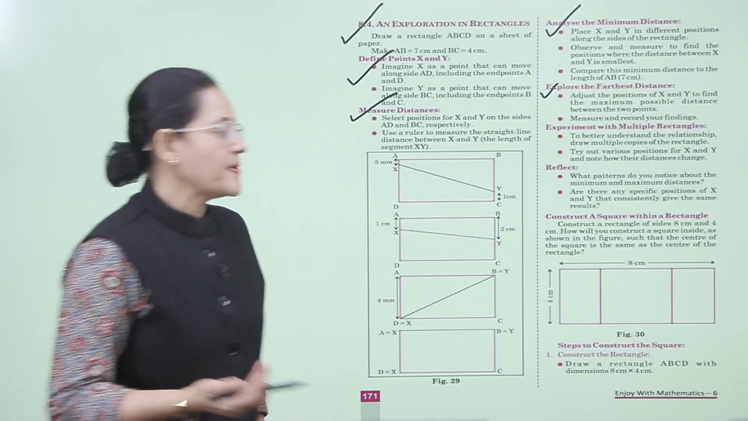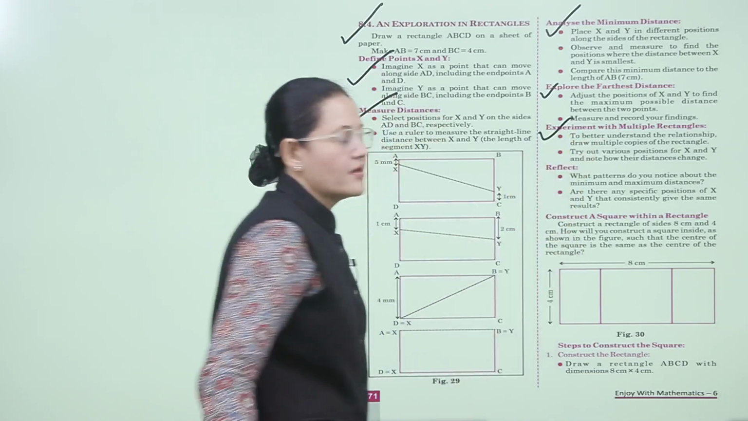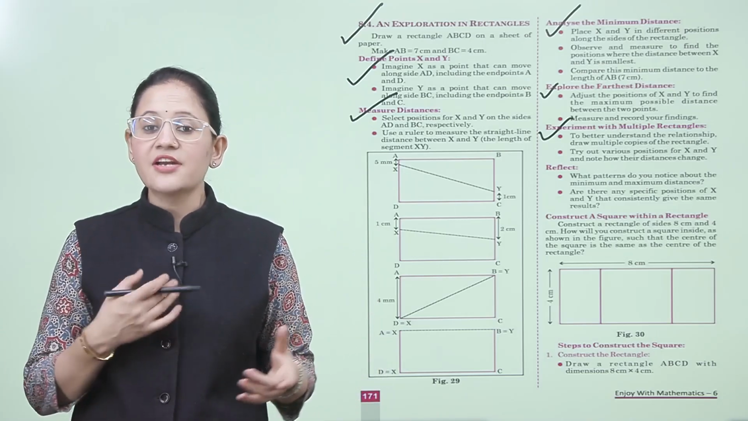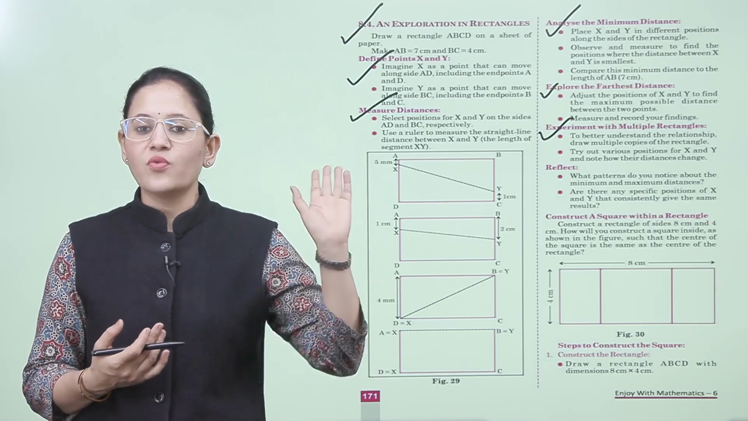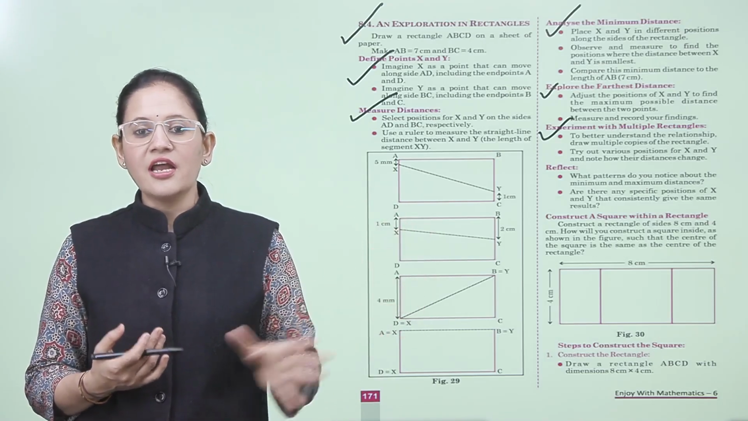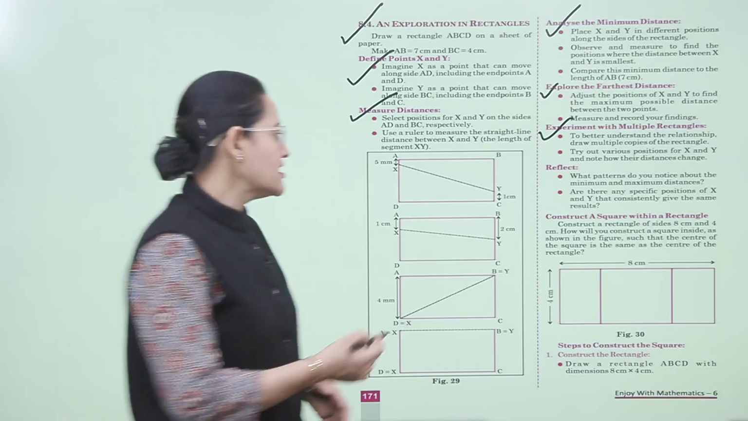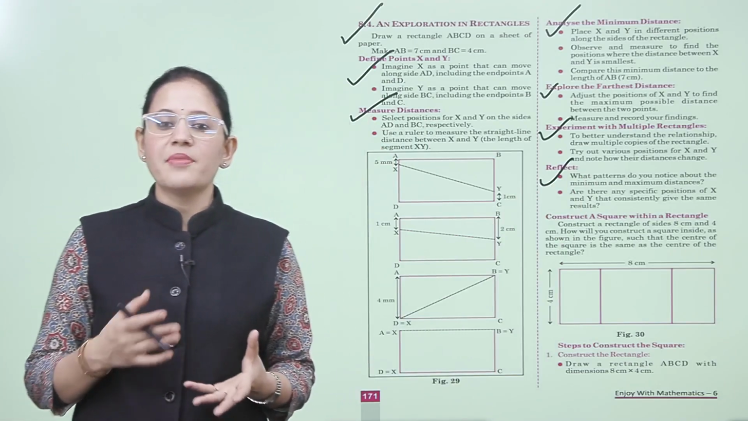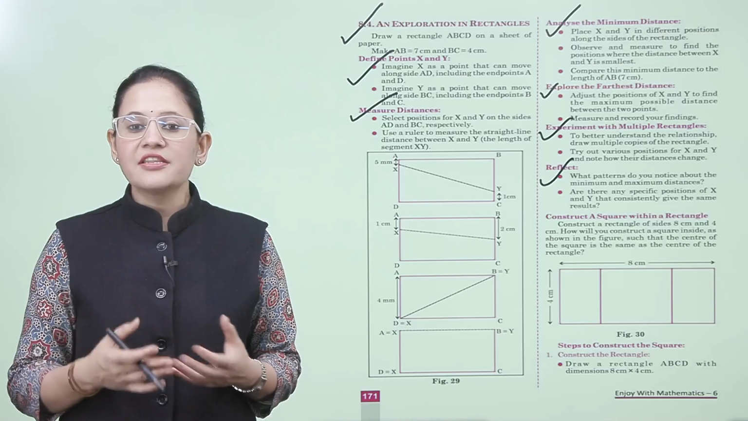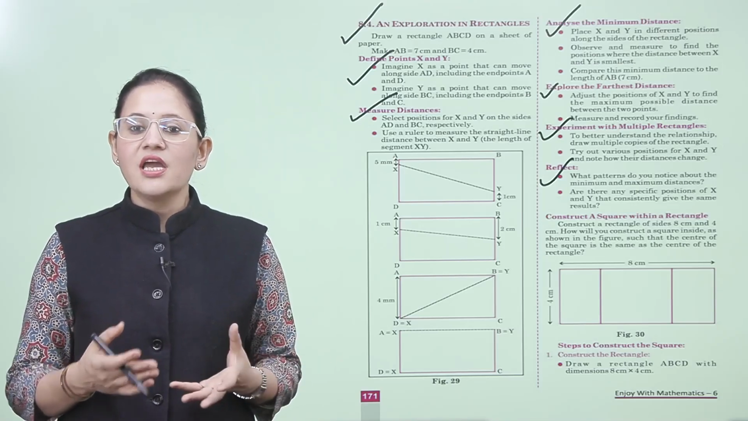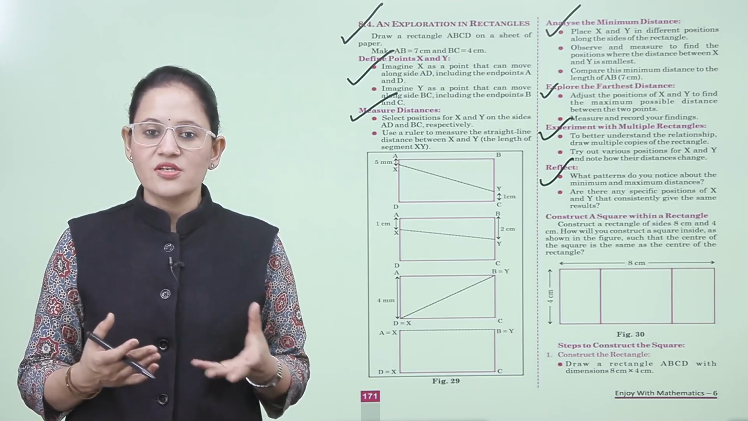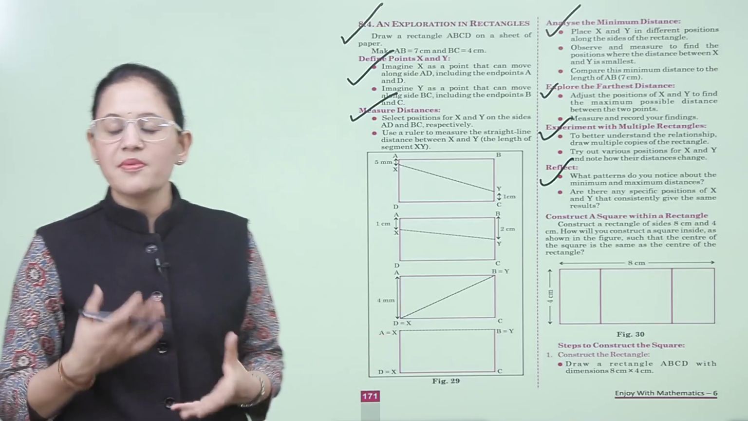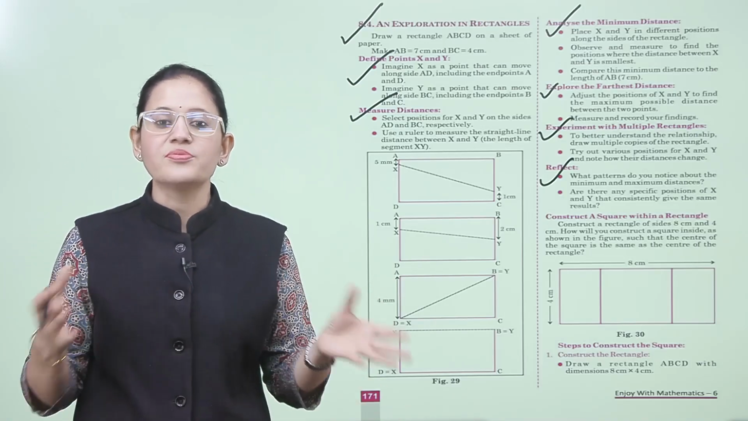Next is experiment with multiple rectangles. To better understand this relationship, draw multiple copies of the rectangle and try various positions of X and Y and note what is the smallest distance and how the distance changes. Next is reflect. What pattern do you notice about the minimum and maximum distance? Is there a specific point on X and Y that consistently gives the same result? So, you have to try with more and more rectangles and try to find the maximum and minimum distance between these 2 points and observe the pattern.